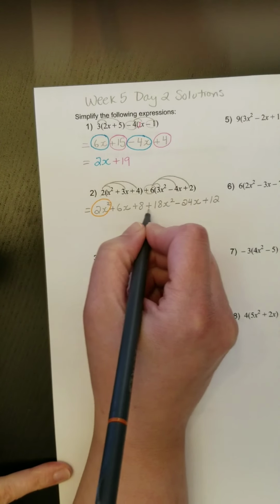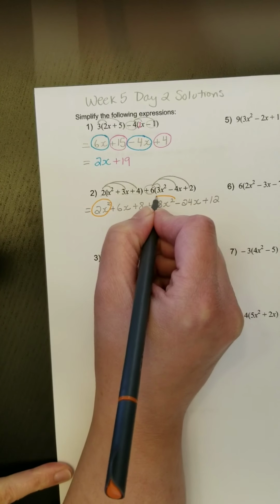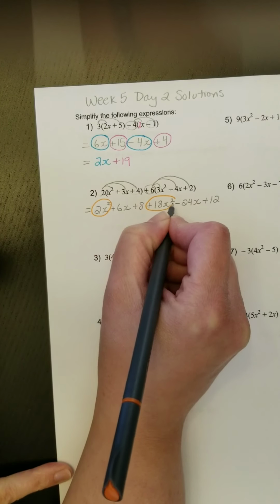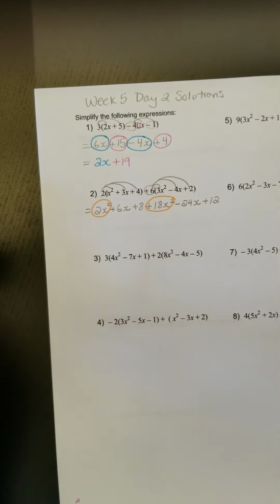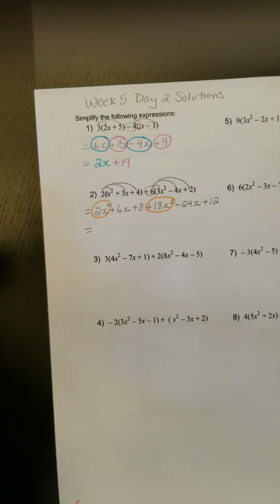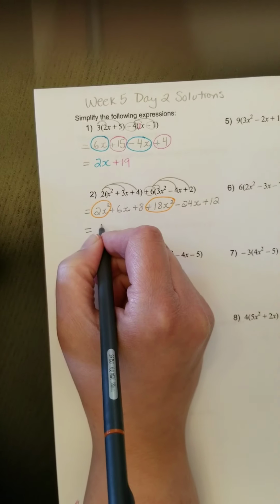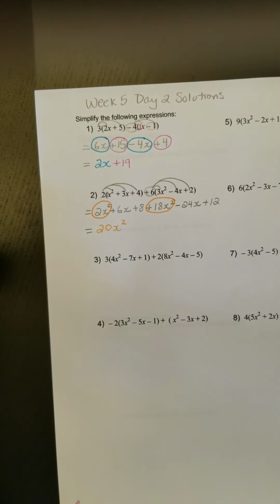And I'll look through and say, where are the other x squareds? I see one here. I'm not going to circle just the 18x. I want to scoop that plus sign in the circle there to show that that 18 is positive. So here I have 2x squared plus 18x squared. So altogether that's 20x squareds.